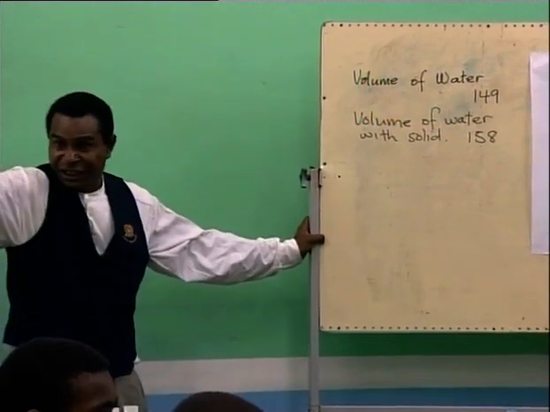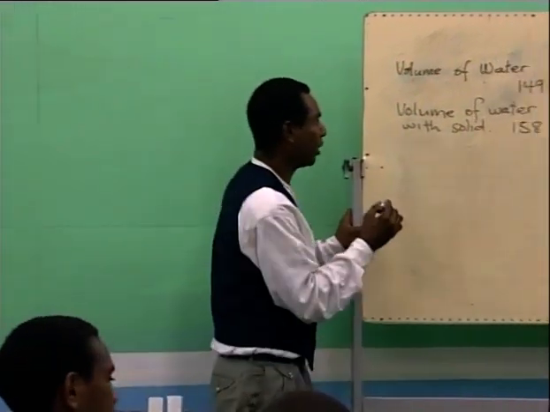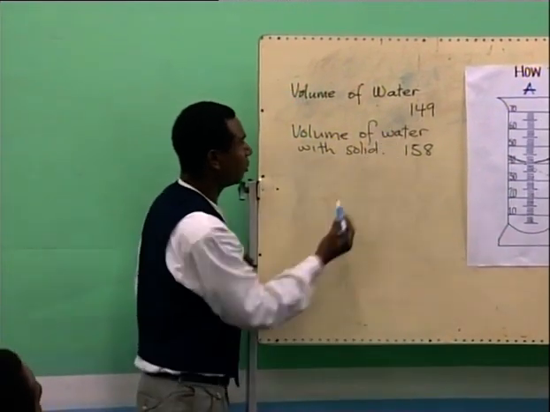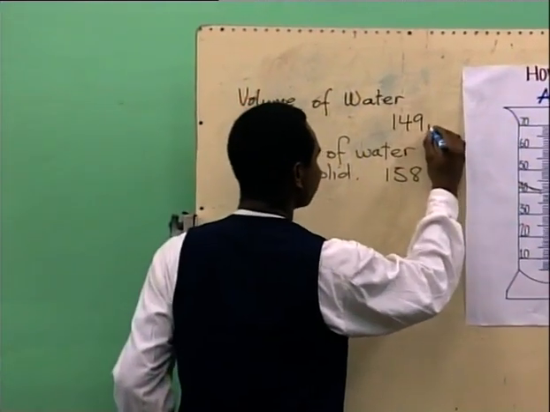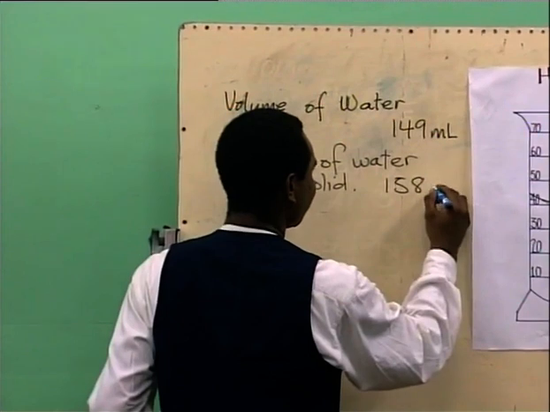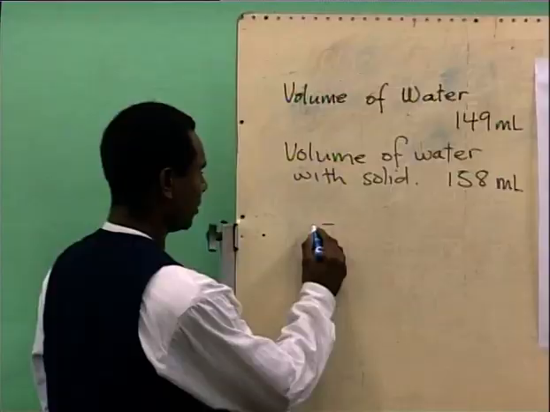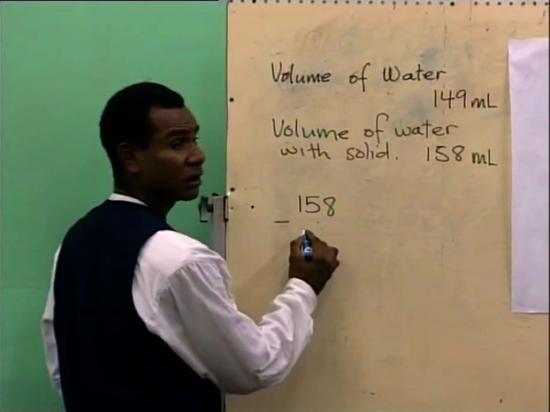Colin? Subtract. Okay, we subtract. Now, what do we subtract? How do we subtract it? Do we subtract it like this? Volume of water, or 149 minus, yes, how do we subtract? 158 minus 149. Okay, 158 minus 149.